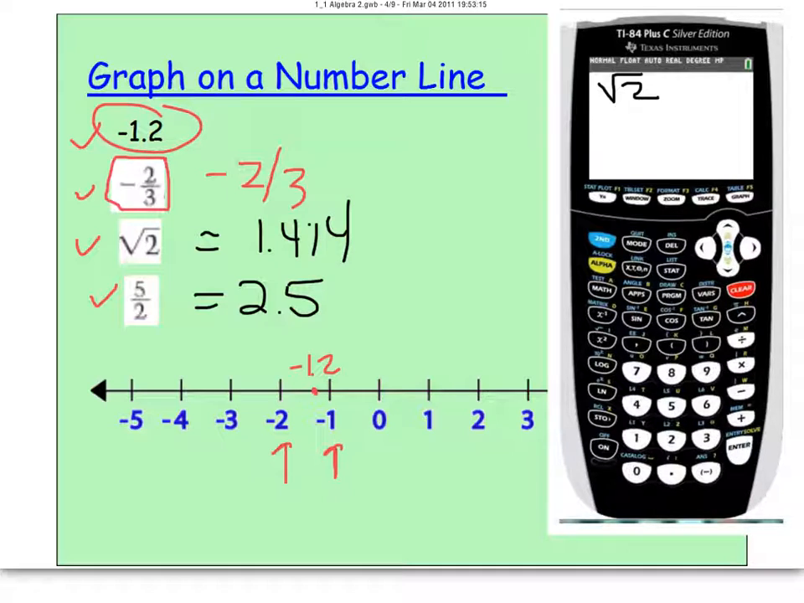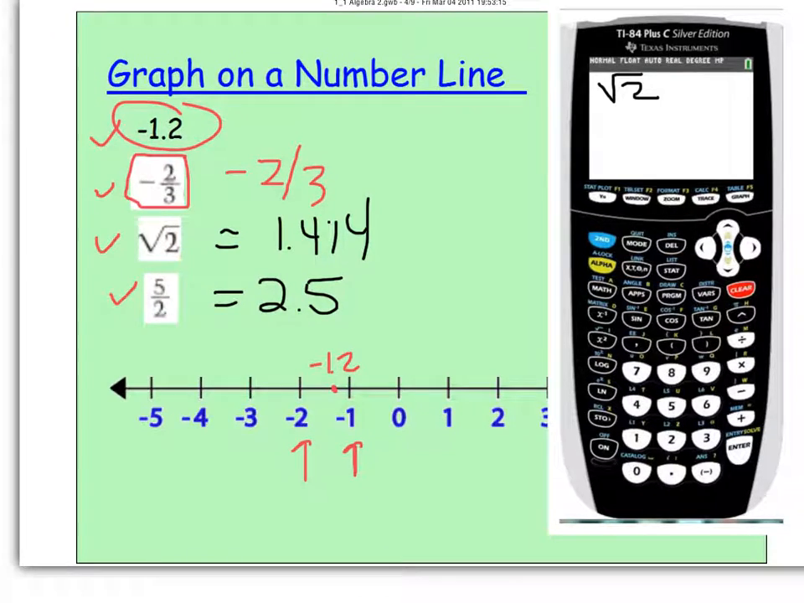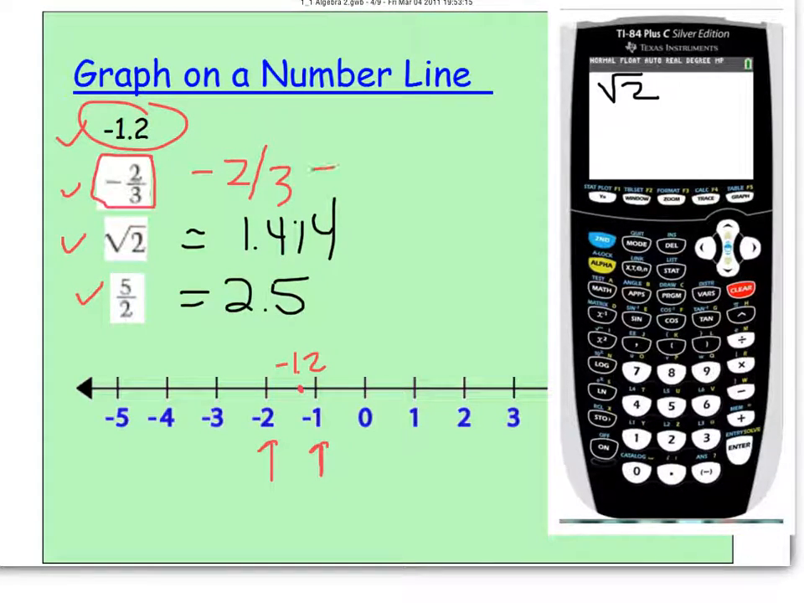Now, I don't have it written on the screen, but negative 2.3, again, was approximately negative 0.67. So I'm going to find that on our number line here. It's going to be between 0 and negative 1. It's going to be closer to negative 1, so I'm going to put it here. And I'm going to put the original format in which it was stated. It was stated as a fraction, so I'm going to actually do that. So I'm going to do negative 2/3.